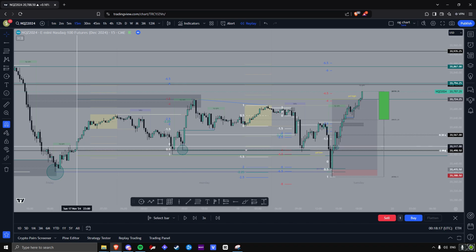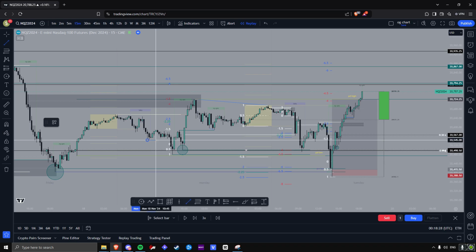So you can see this is Friday. Yeah, so we have SMT. And then there's also minor SMT over here. And then I already explained the standard deviations within here. But this one's really easy. You can see clear power of 3: accumulation, manipulation, distribution. You don't even have to be a genius to figure that one out.